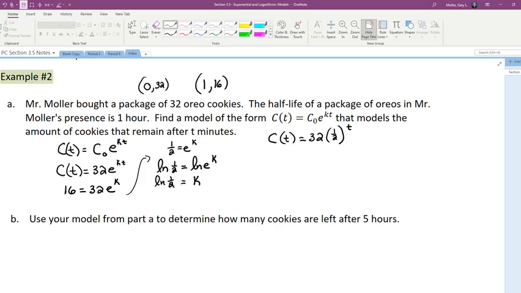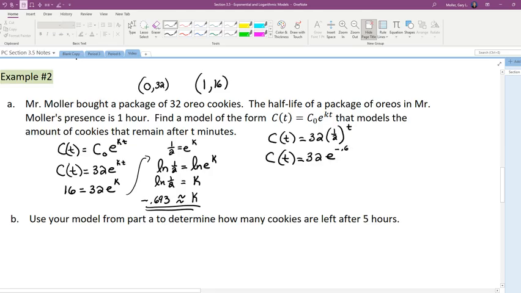Okay, so if we go ahead and find that on our calculator, we've got the natural log of 0.5. So k is approximately equal to negative 0.693. And so then our model with an exponential is C of t equals 32 e to the negative 0.693 t power. And I'm going to change my equal sign to an approximate equal sign.